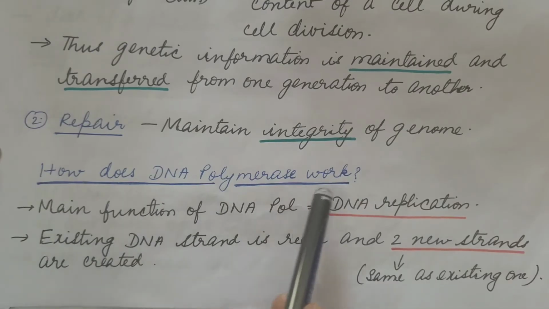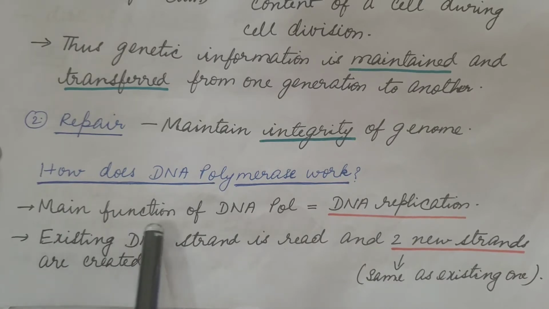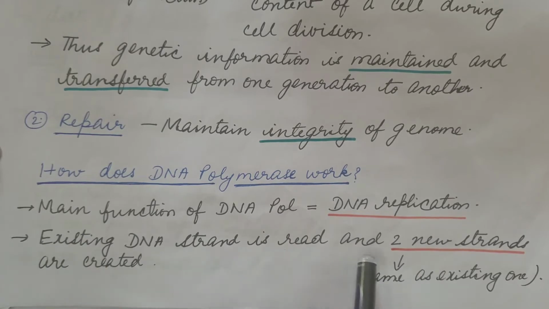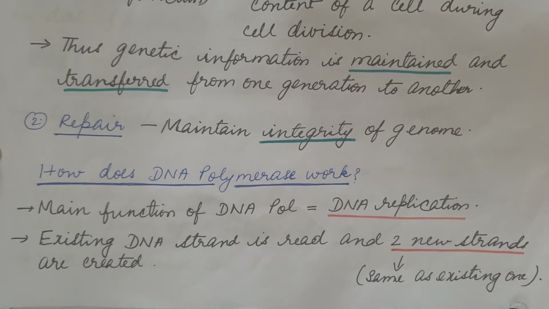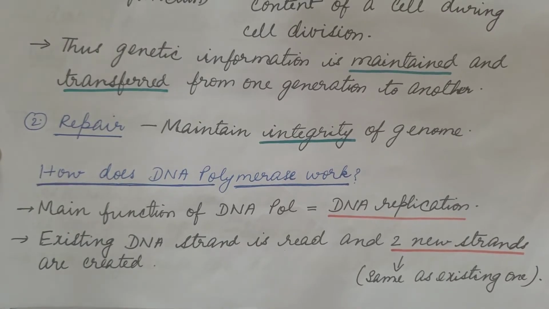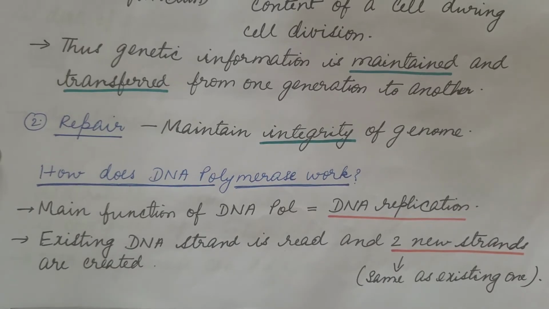How does DNA polymerase work? The main function of DNA polymerase is DNA replication. The existing DNA strand is read and two new strands are created, the same as the existing one, so that each daughter cell during cell division receives similar DNA molecules.